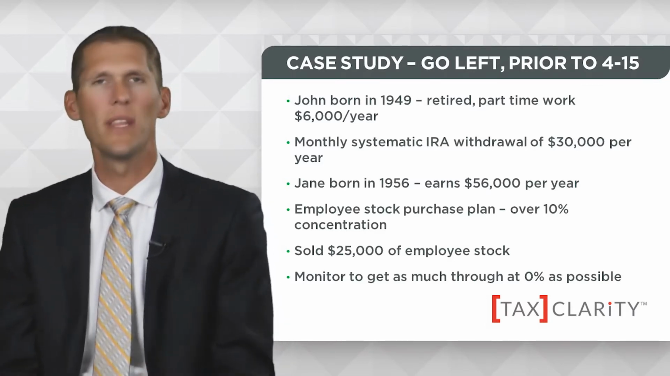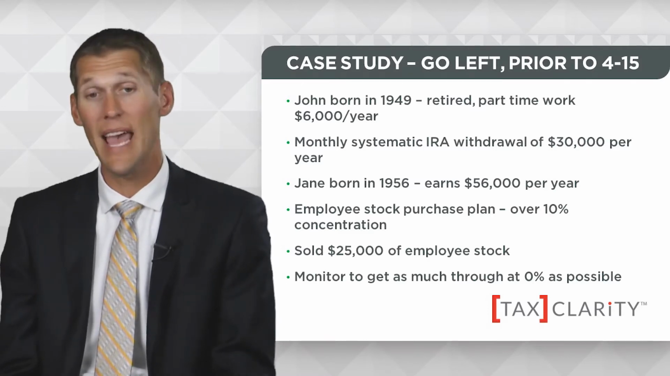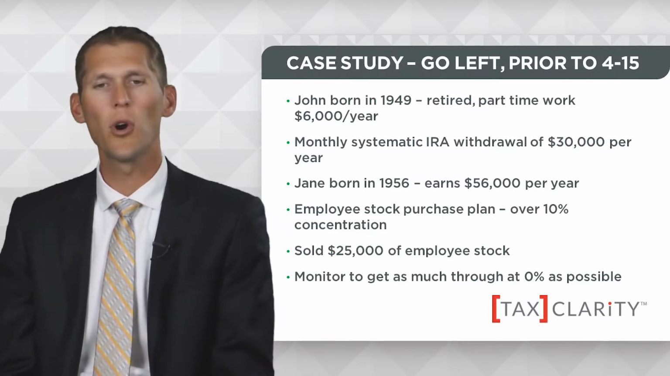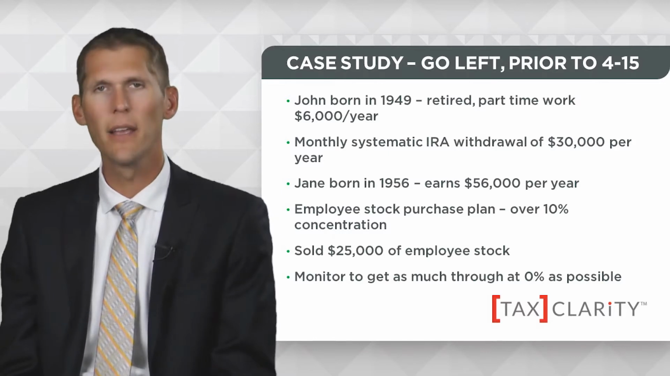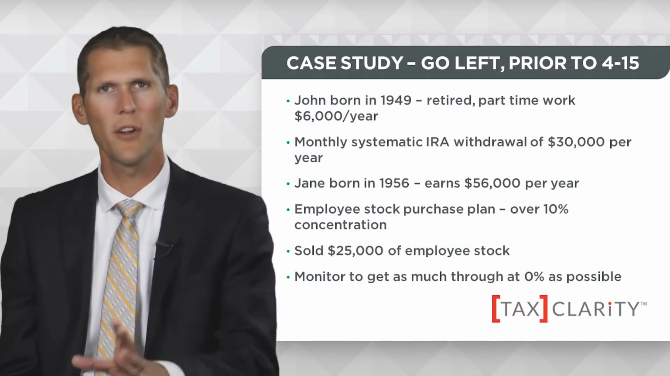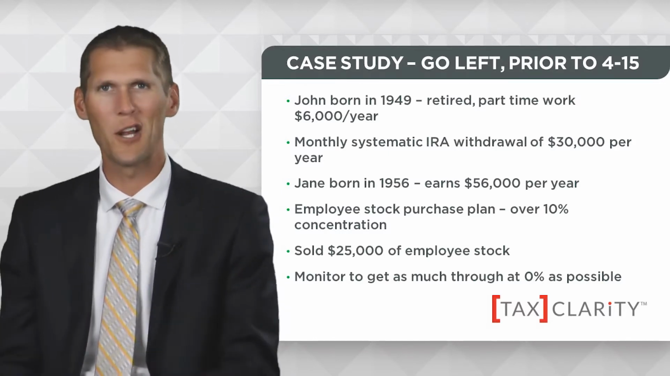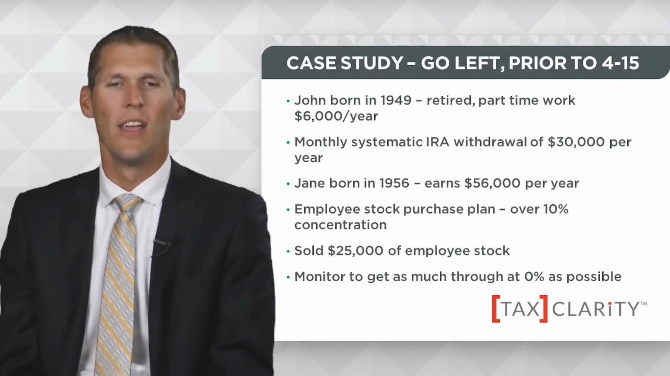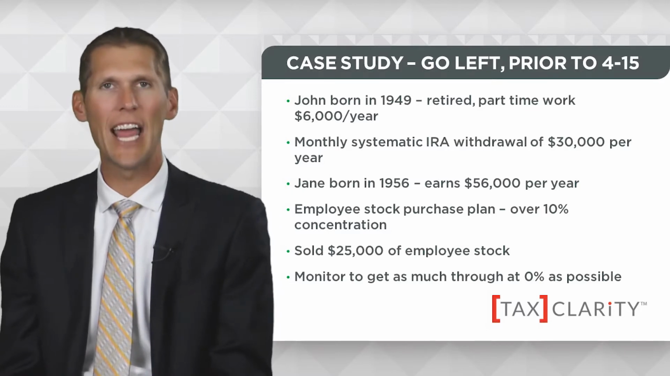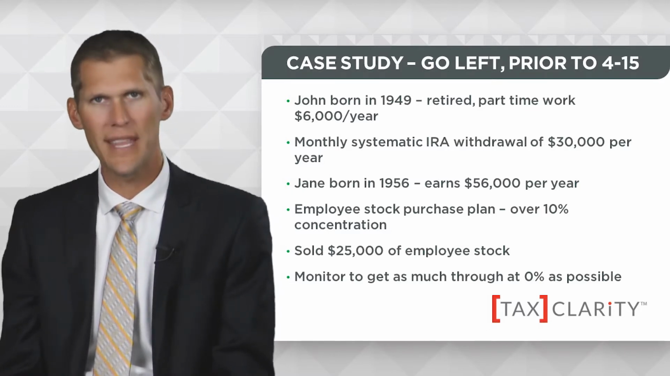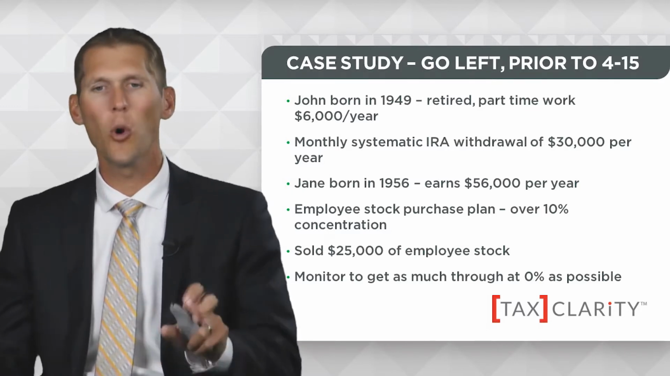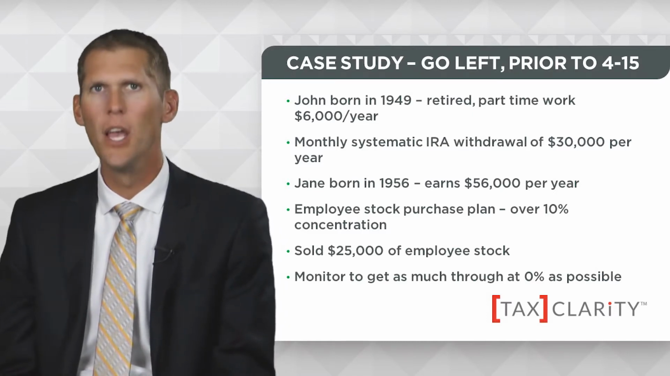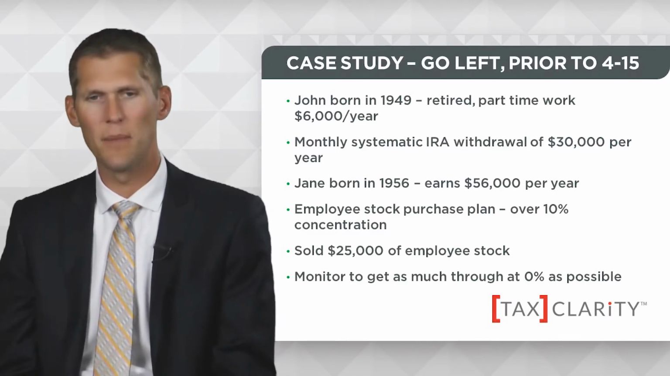And now we've got really the specifics of all the income that hit the household. So we've got John, who was born in 1949. He's retired. And he's doing part-time work and only earning about $6,000 a year. Maybe he's working at a golf course. He's getting a bunch of free golf and not working too many hours. He's taking a monthly systematic IRA withdrawal for an additional $30,000 per year. So in the ordinary income column for John, we've basically got $3,000 a month.